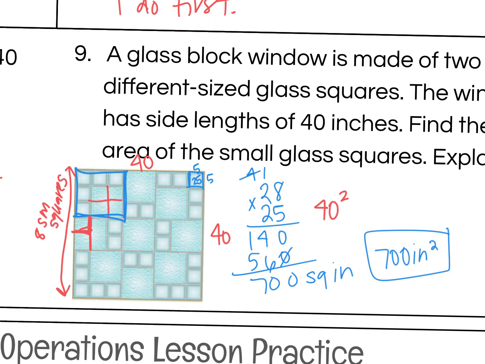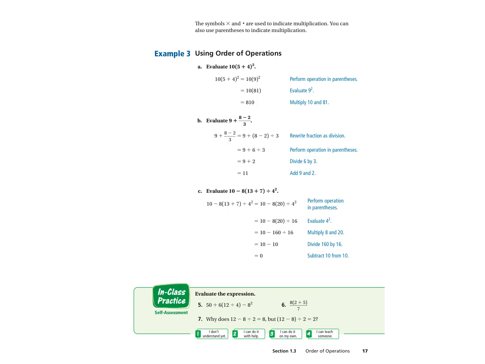So I'm going to explain this one more time because I forgot to hit record when I was explaining it. Okay, so what we did is we looked at the fact that it is 8 squares tall. So 40 divided by 8 means that each individual square is a 5 by 5 square. So we took 25, the area of one little square, times 28, which is how many little squares there are, and you get 700 square inches. All right.